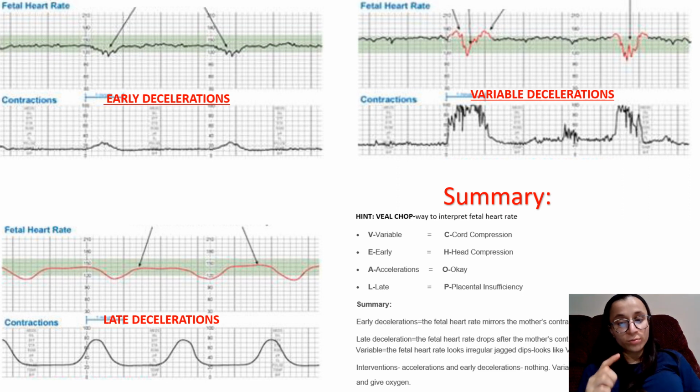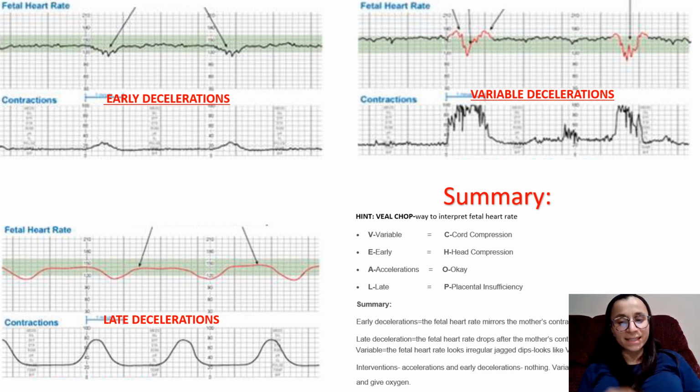Fetal movement should not decrease as the baby increases in size. In general, you want around 4 movements per hour, and if there's a decrease, it could indicate fetal compromise, like the baby doesn't have enough oxygen. Then they would do a non-stress test, like we said before. Accelerations mean there's an increase in the fetal heart rate. You're going to see it go up like that. This is good, and you don't have to do anything for it.